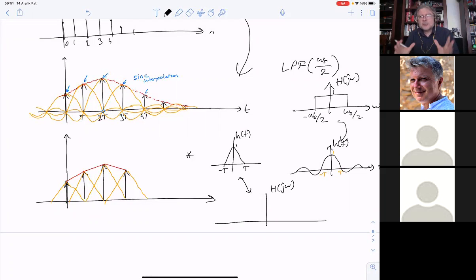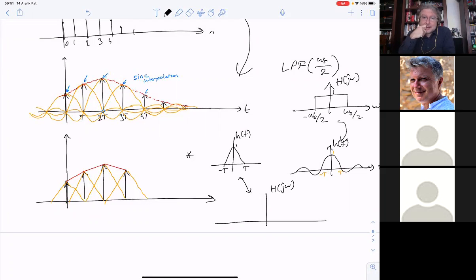Okay, we have H of j omega. What is H of j omega, in other words? It is h of t's Fourier transform. That h of t is the linear interpolation. How does its Fourier transform look? Will it be a rectangular box, an ideal thing? No, of course not. But it will be something else.